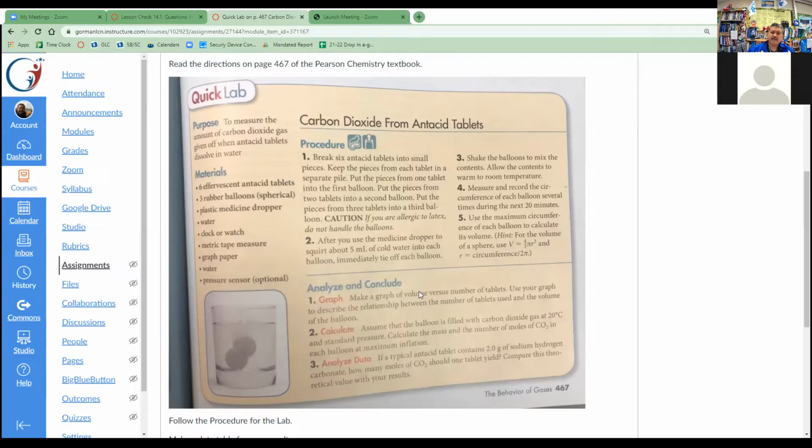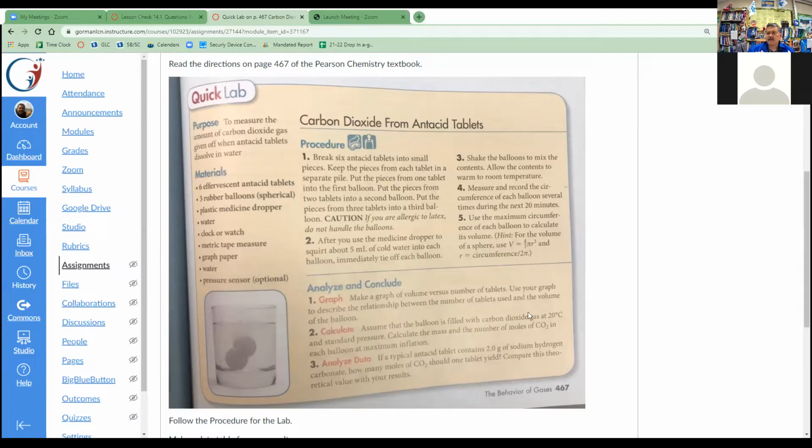You're going to graph the volume versus the number of tablets. So the volume goes on the y-axis, and the number of tablets goes on the x-axis. Use your graph to describe the relationship, and we'll have you do that on your own.